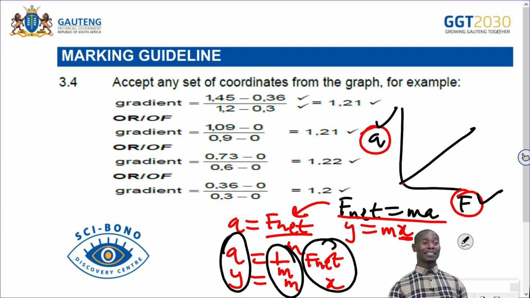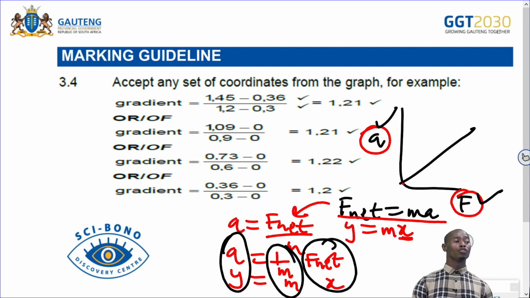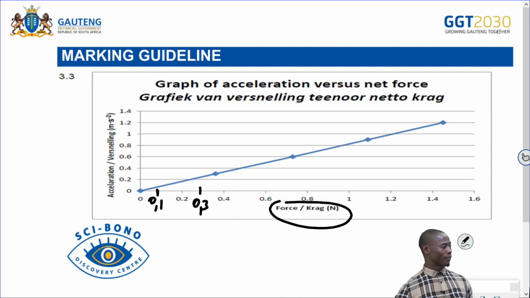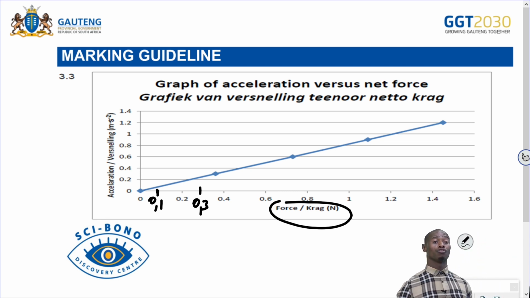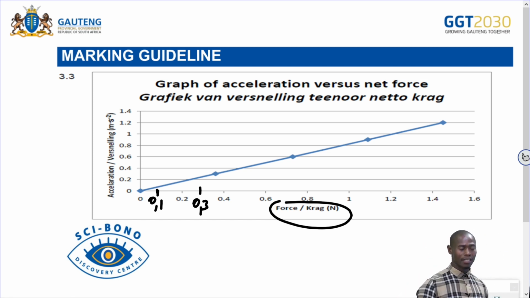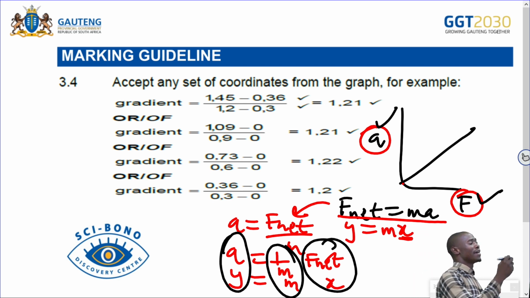All right. So they wanted us to calculate the gradient. And when it comes to gradient, you need how many points? 2 points. And those points must be points on the line. Fortunately, all the points on this graph are on the line. If it happens that you draw the graph and some points are not on the line of best fit, please don't use those points. Use the points that are on the line. You need 2 points.